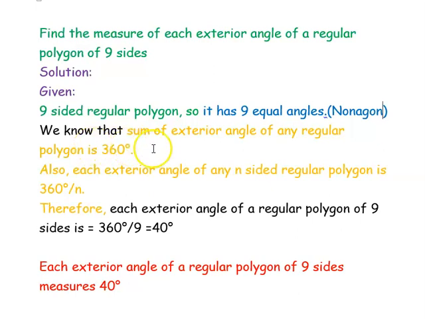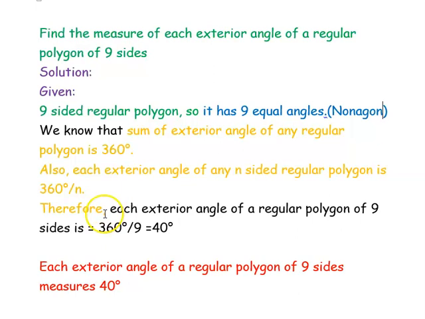Now we know that the sum of exterior angles of any regular polygon is 360 degrees, and also we know that each exterior angle of any n-sided regular polygon is given by the formula 360 degrees divided by n, where n is the number of sides.